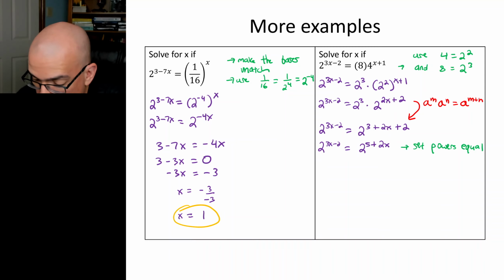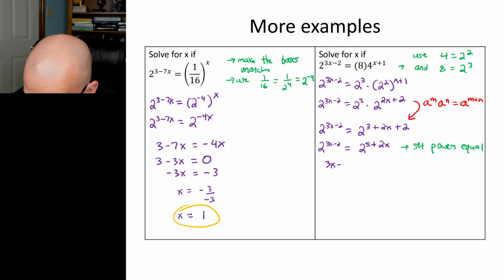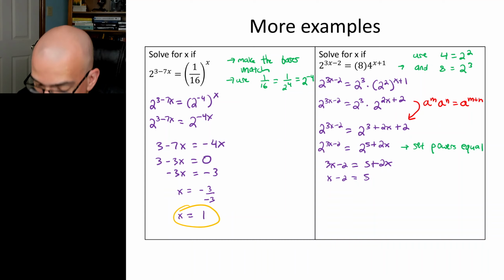All right, so now we set the powers equal. 3x minus 2 is equal to 5 plus 2x. I'm going to subtract 2x from both sides. x minus 2 is equal to 5. I'm going to add 2 to both sides. x is equal to 7. So that's our answer.